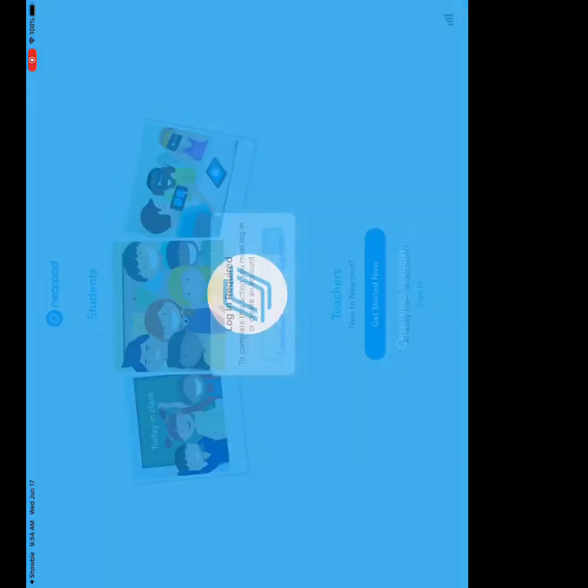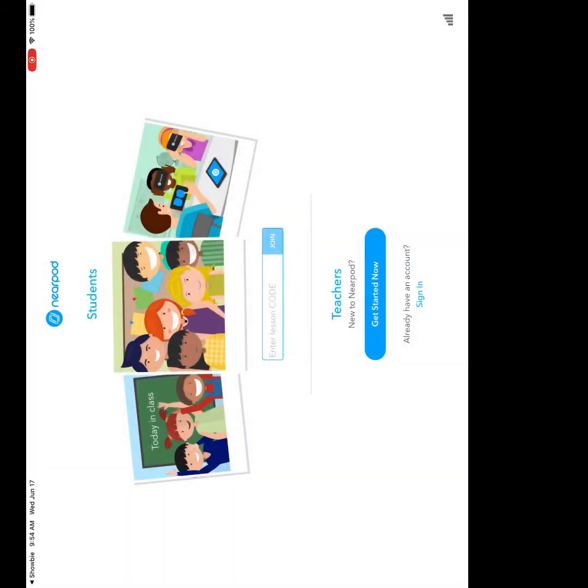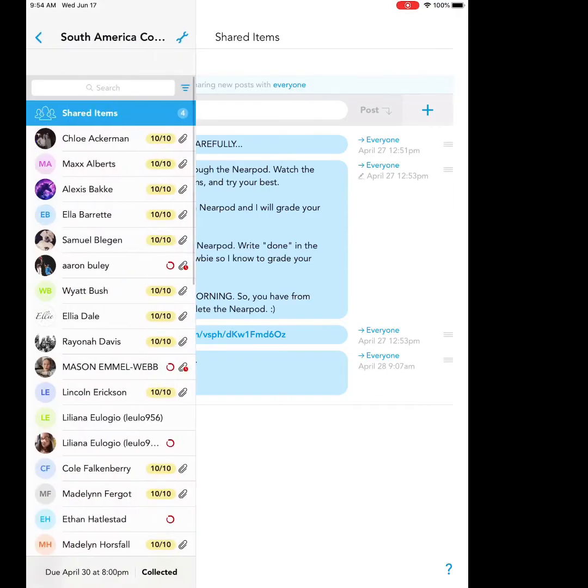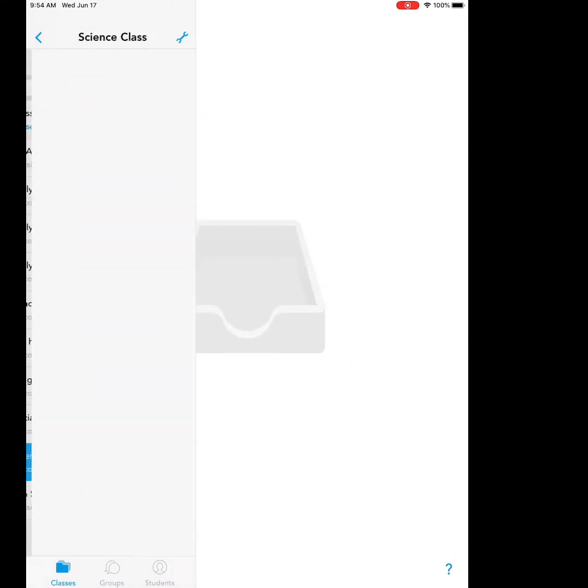And this was a Nearpod, and she had the directions for the Nearpod. I need a login for it, so I can't take you into it, but it's pretty cool. And then again, we're able to give directions, both written and then verbal ones too.